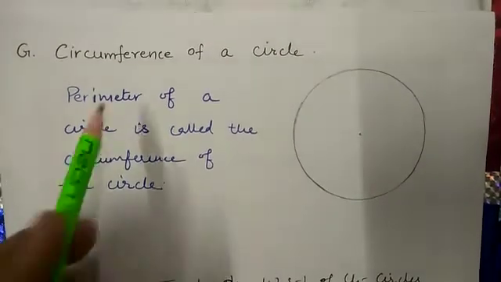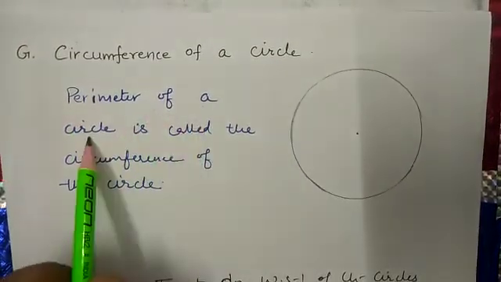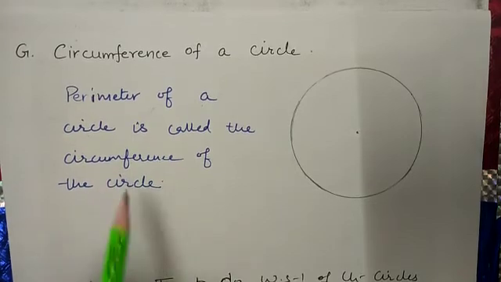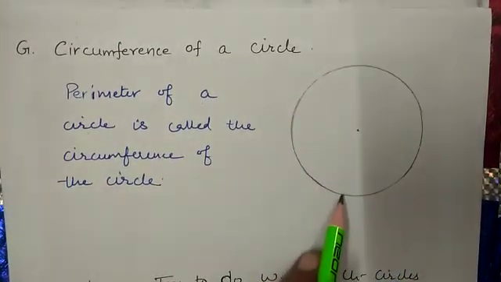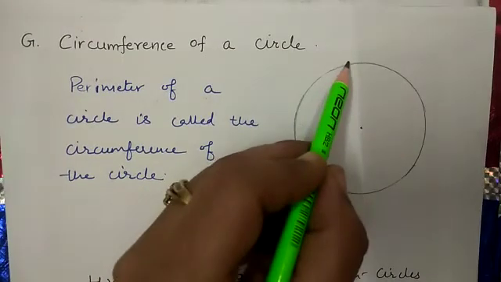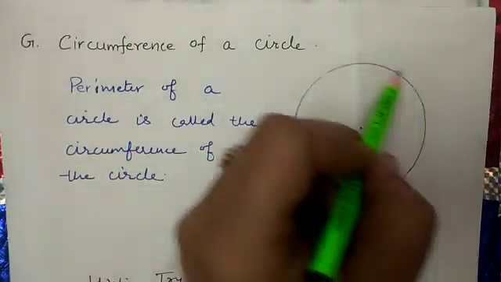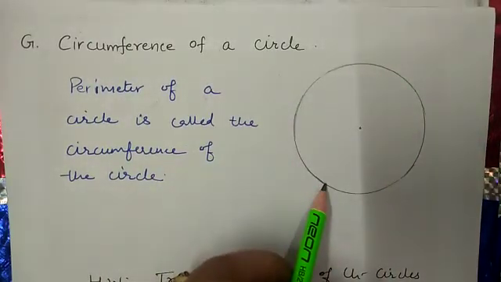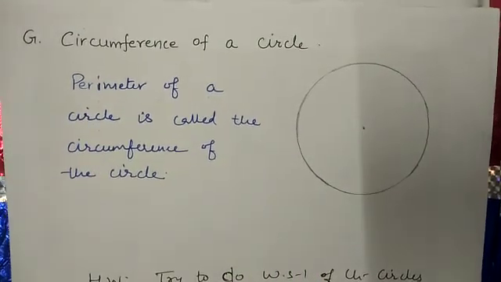Next comes the circumference of a circle. The perimeter of a circle is called the circumference of a circle. See, I have drawn a circle here. If I use a thread to measure its boundary, the length of the thread will be equal to the perimeter of the circle. So, the perimeter of a circle is known as the circumference of the circle.